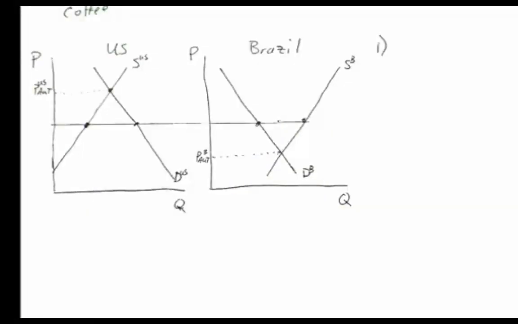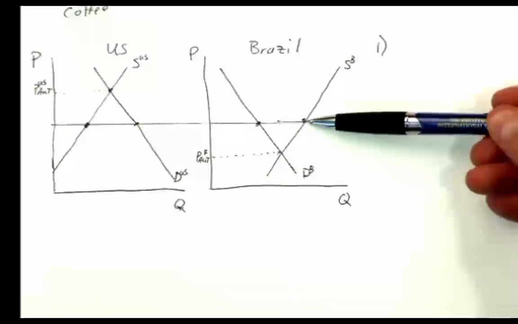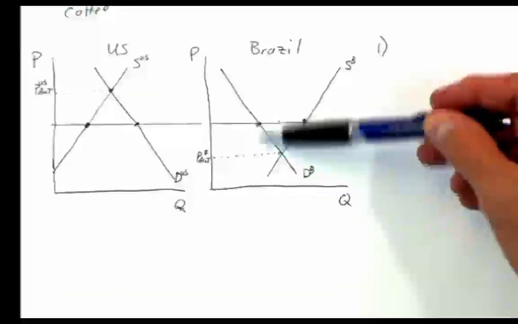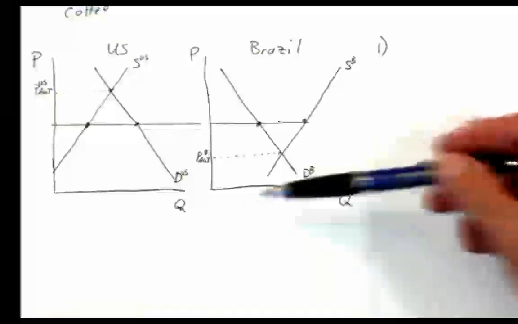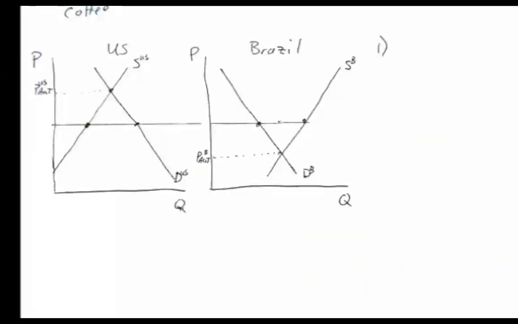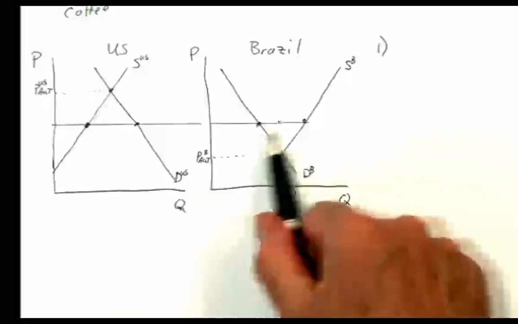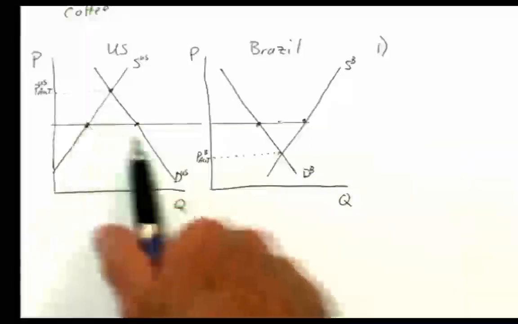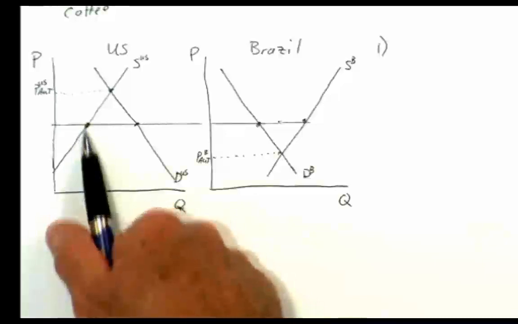I'm going to avoid drawing the lines down to the axis, but this would be the supply in Brazil, this distance. This would be demand in Brazil. And the difference between the two would be excess supply by Brazil, and that difference would be the amount that Brazil wishes to export to the U.S. market.